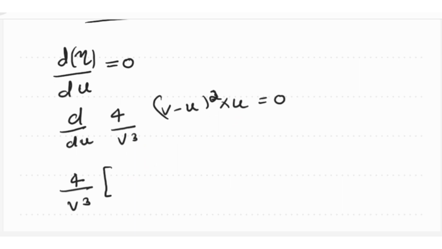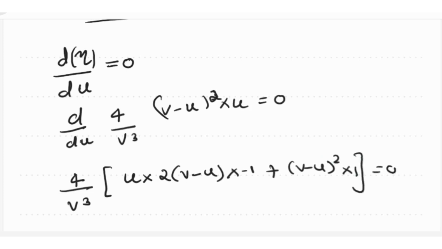So that is nothing but you should use here product rule. So u into derivation of this with respect to u, so that is 2 into v minus u, derivation of v is 0, derivative of minus u is minus 1, plus v minus u will take it as a constant now, derivation of u with respect to u is 1, so that should be equal to 0.